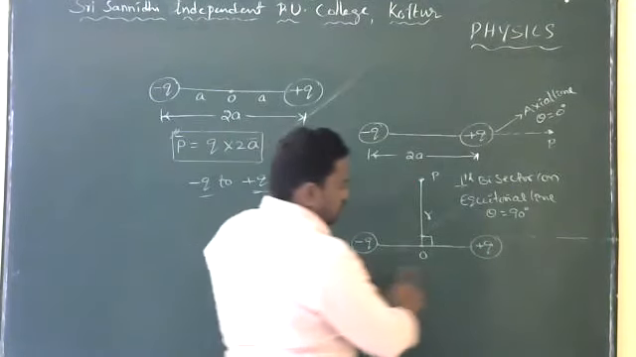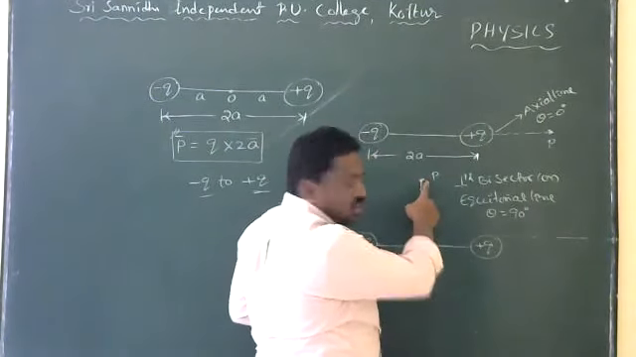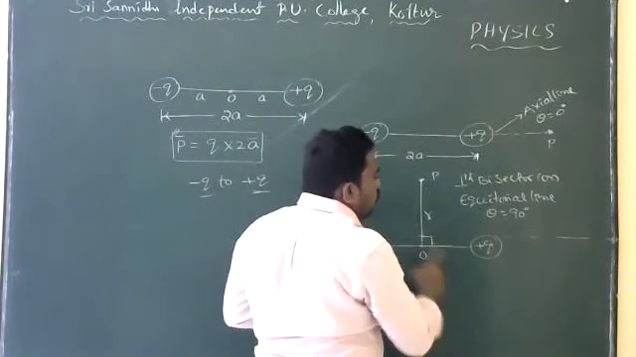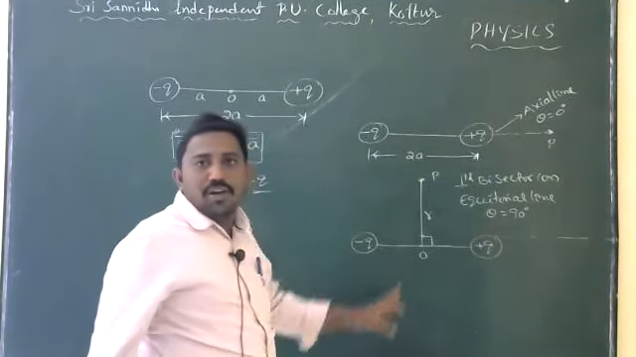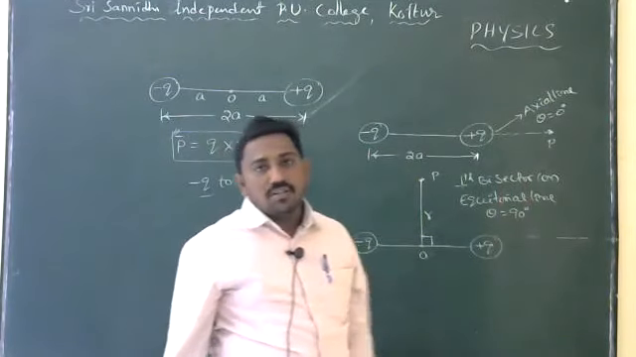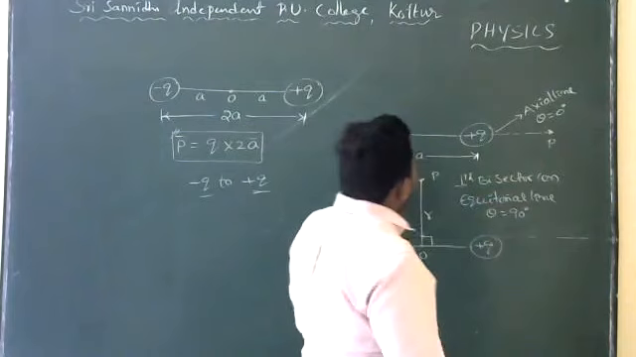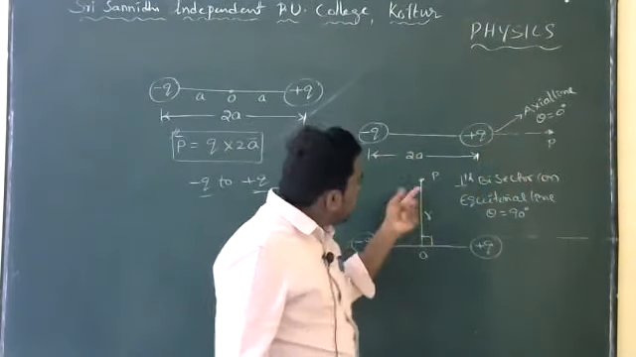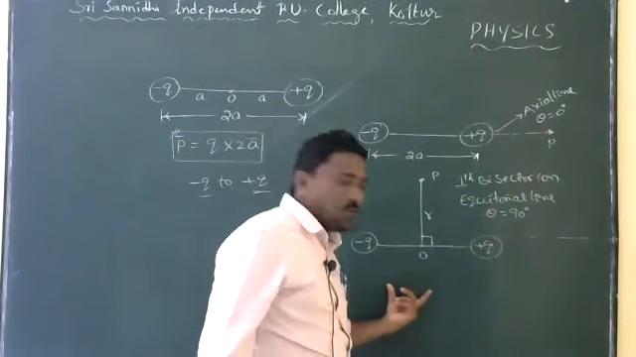Where is the point P? Perpendicular to the dipole axis. This is the equatorial line, or perpendicular bisector. For the axial line, the point P is along the dipole axis. Here, the point P is perpendicular to the dipole.